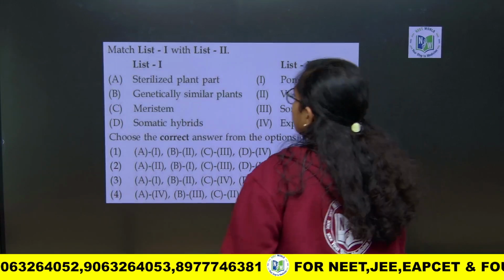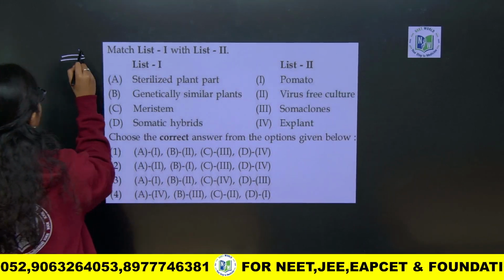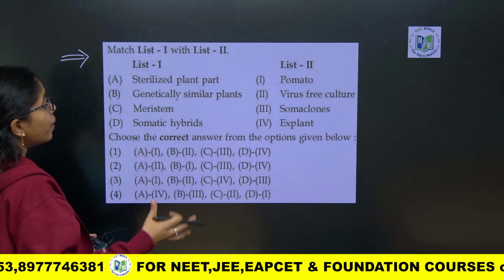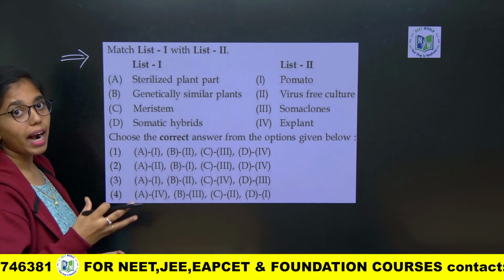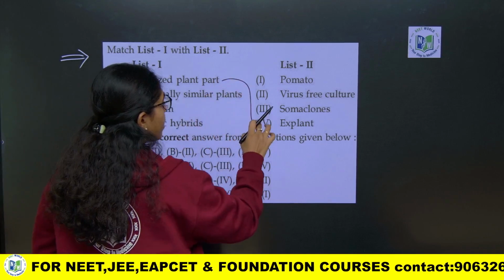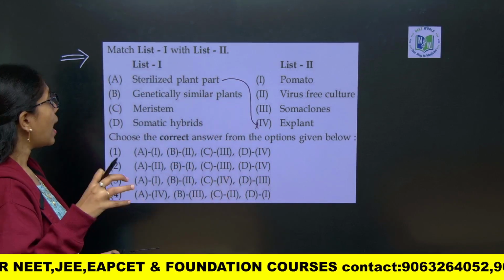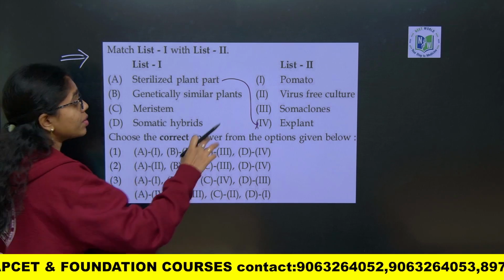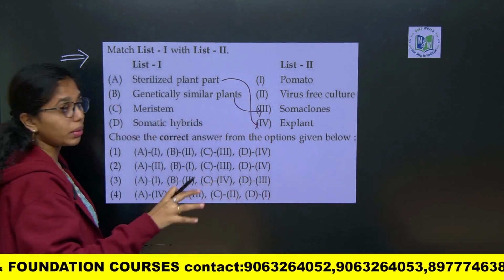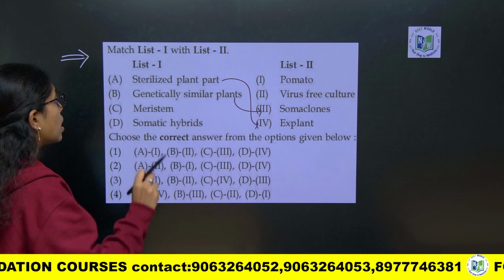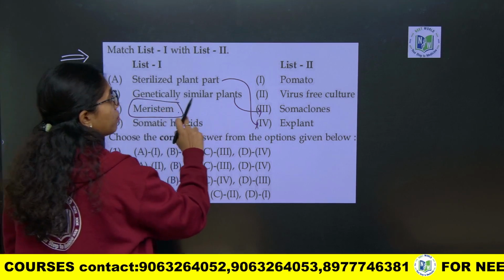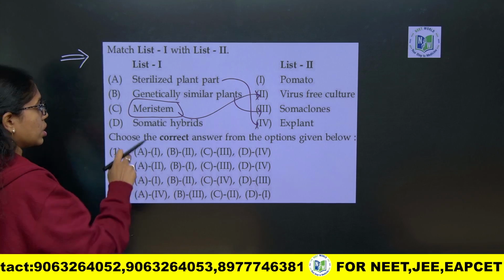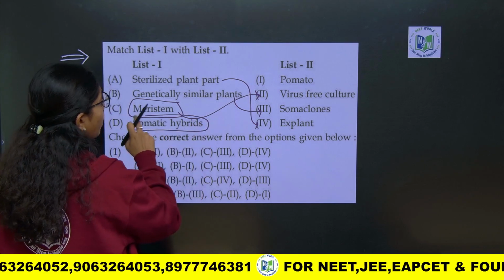Next, this is also from tissue culture, wherein a sterilized plant part is called an explant. Genetically similar plants are called somaclones. Meristem is nothing but virus free culture. Next, somatic hybrids.